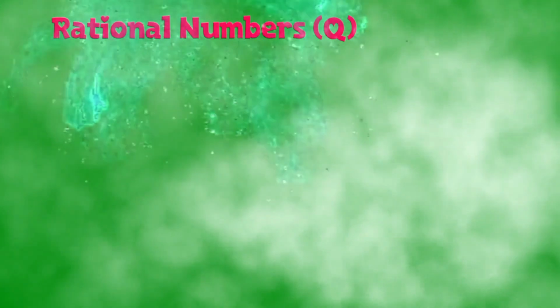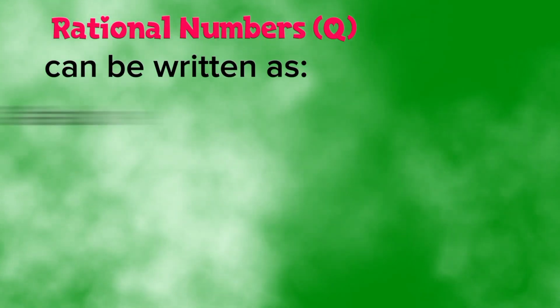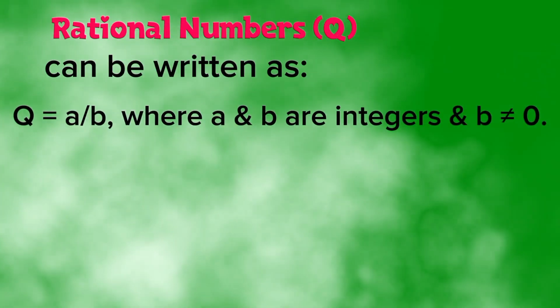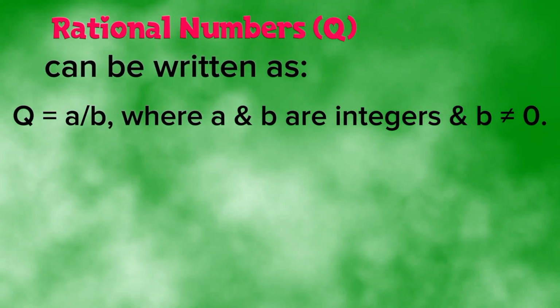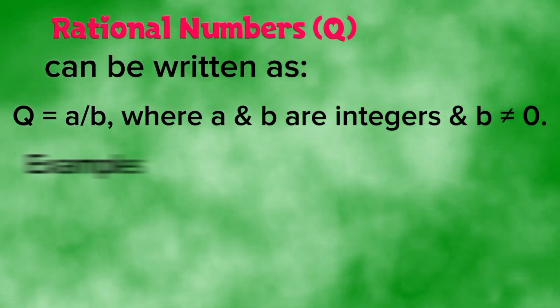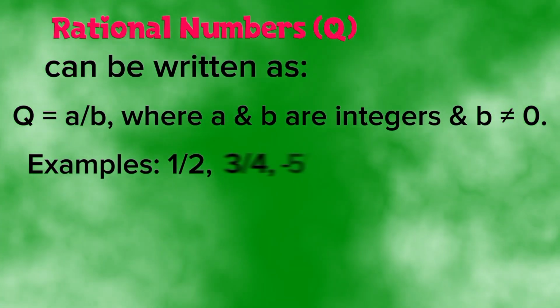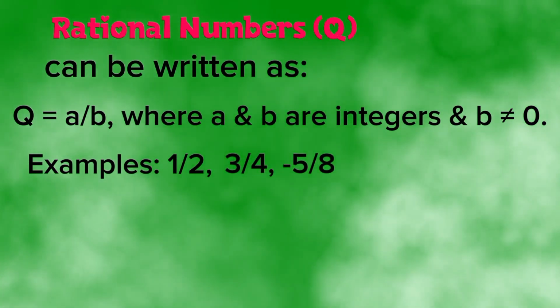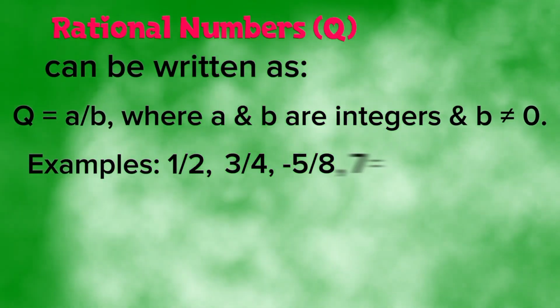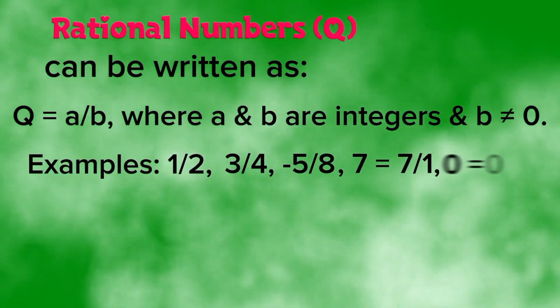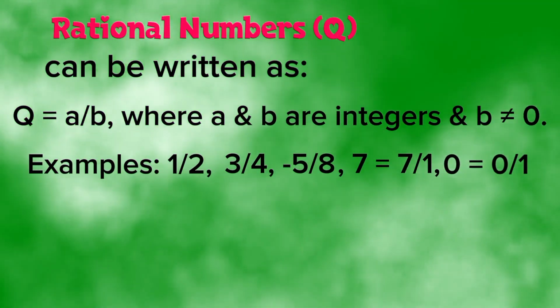Rational numbers. A rational number is any number that can be written as A over B, where A and B are integers and B is not equal to 0. Examples: 1 over 2, 3 over 4, minus 5 over 8. 7 is equal to 7 over 1. 0 is equal to 0 over 1.